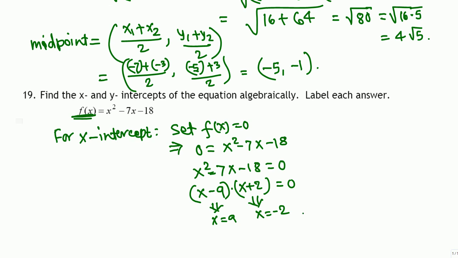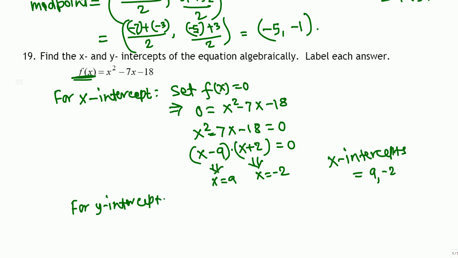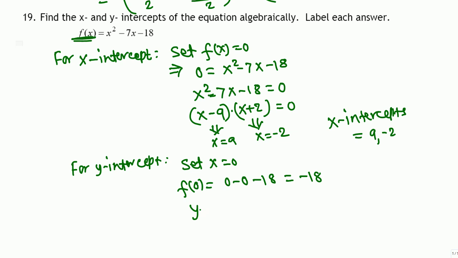So for the x-intercepts, I will just write 9 and negative 2. And for the y-intercept, this is kind of easier. For the y-intercept, we set x equals 0 in the equation, so we get f(0), the corresponding y, equals 0 squared minus 7 times 0 minus 18, that is the same as negative 18. So this is the y-intercept: just 1, equals negative 18.